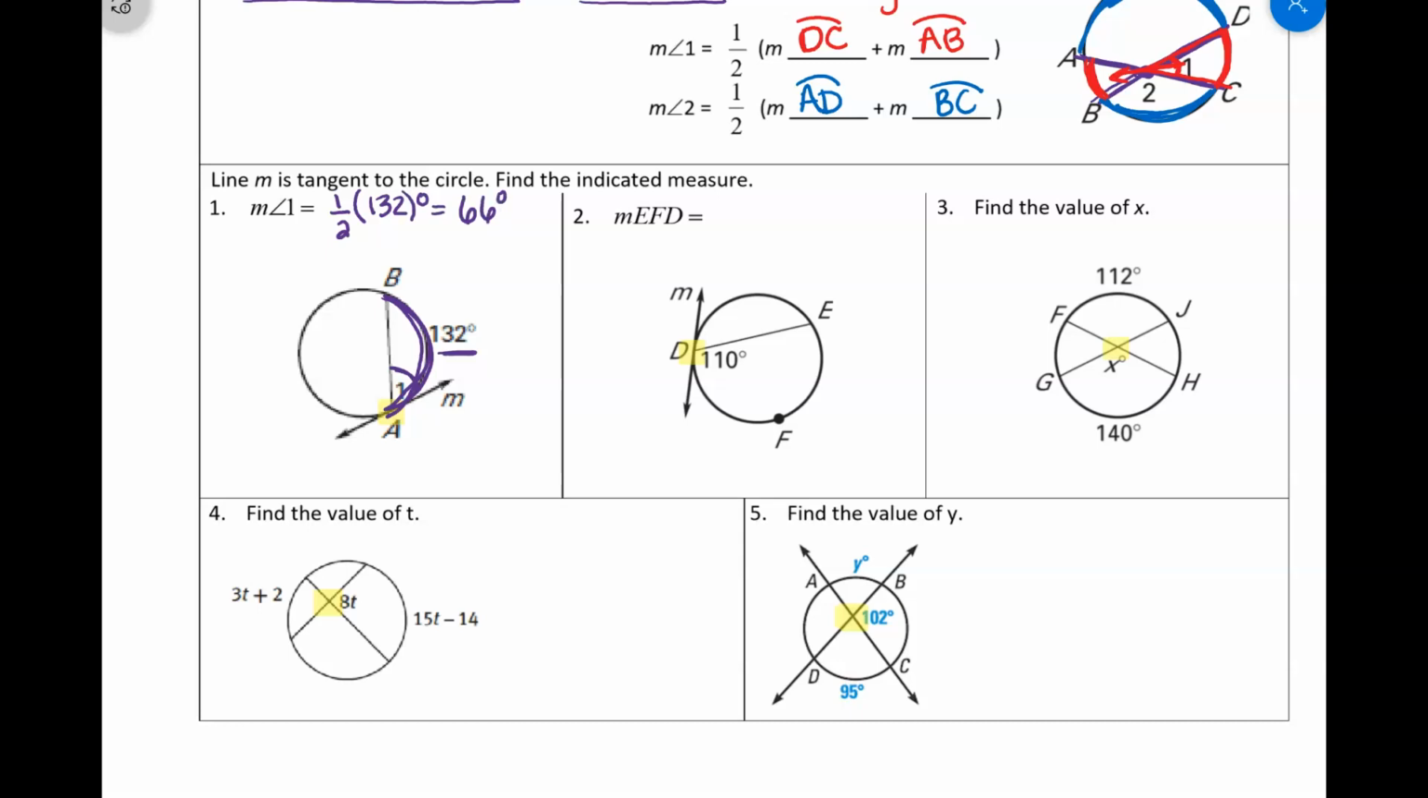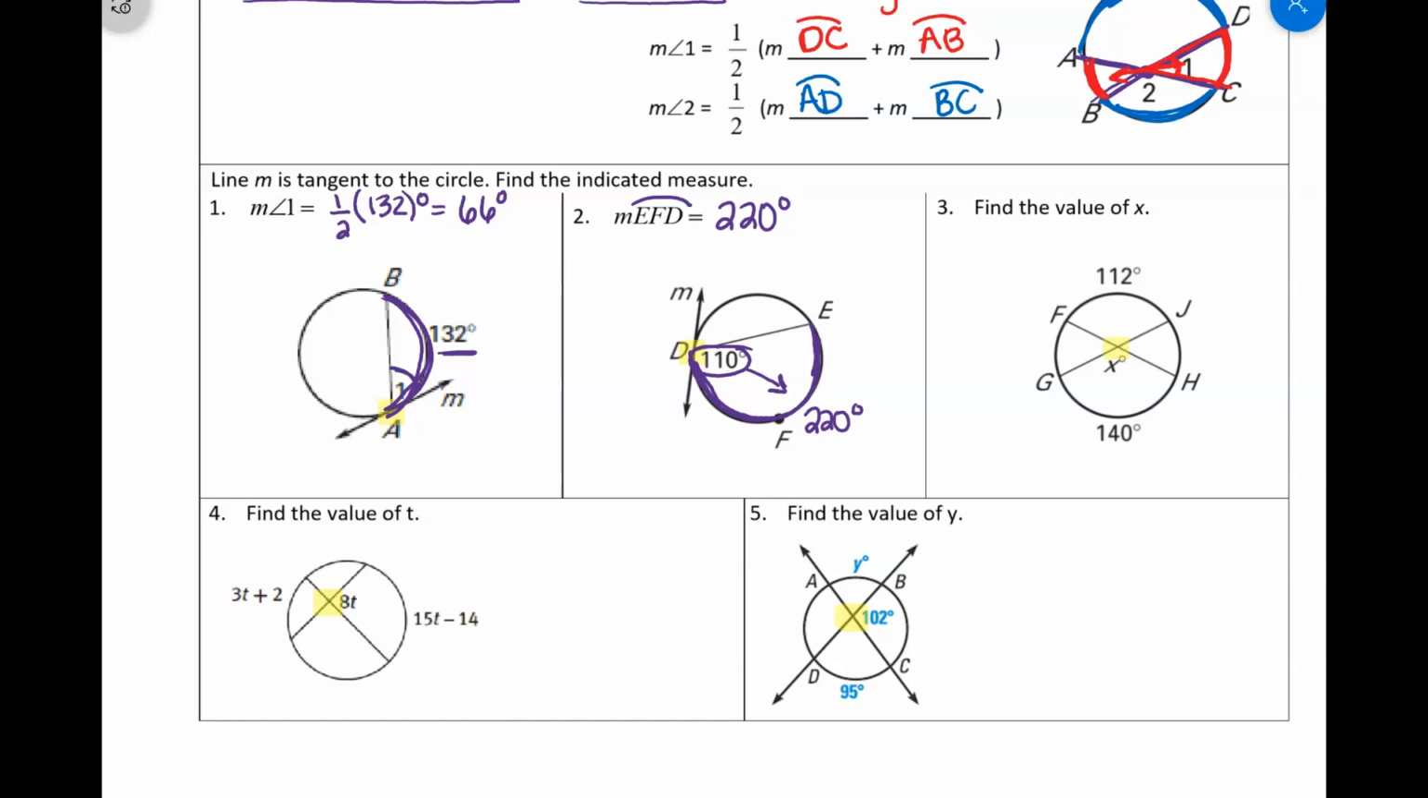Moving on to number 2, this one says find the measure of arc EFD. This is the arc EFD. Now you can see 110 is the angle, so that is going to be 1/2 of this arc. So for this one we would double the arc. The measure of arc EFD is going to be 220 degrees. Now that is on the circle. Those are typically the easier ones because it's just acting like an intercepted arc with an inscribed angle.